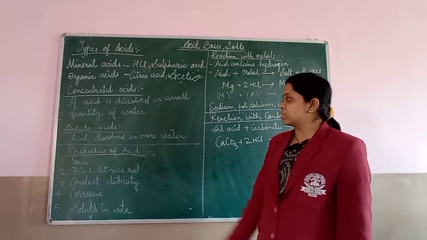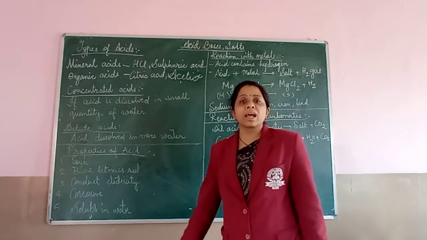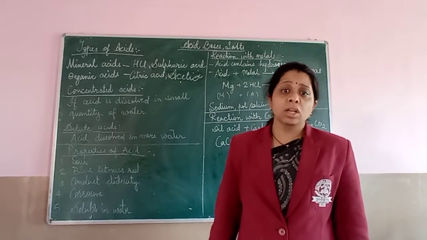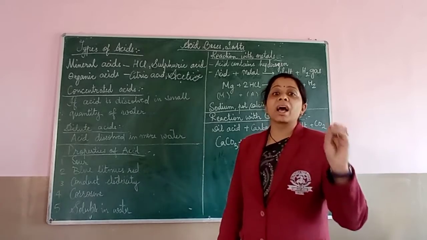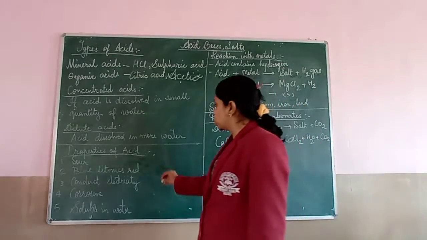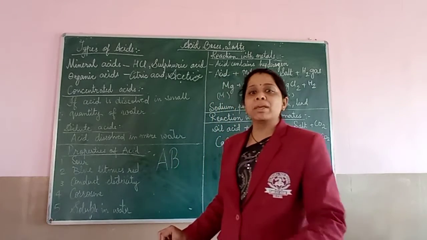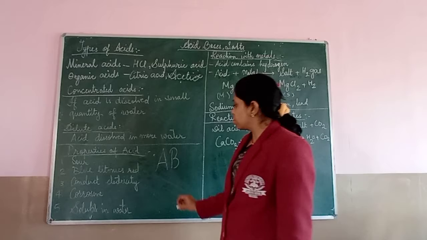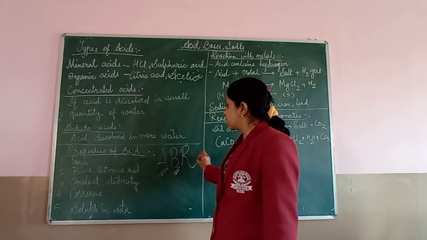Now next, we'll see the properties of acids. You already know that acids taste sour. At the same time I have told you that acids will turn blue litmus red. With that I have even told you how to remember. We always say after A, B will come. So always remember, acid will turn blue litmus red.